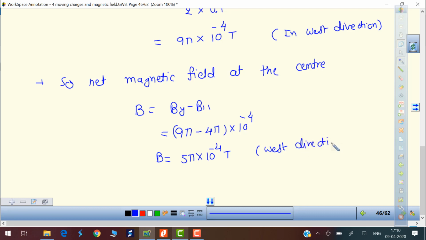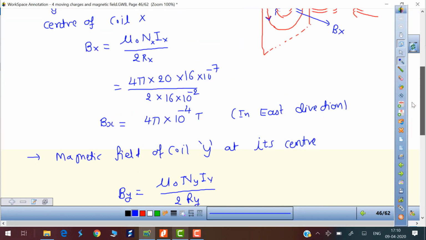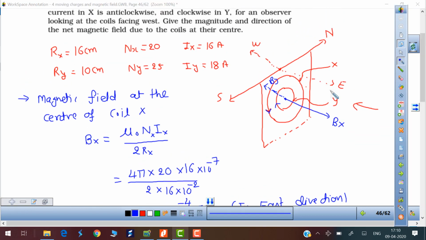If we had taken B_X minus B_Y, then you would get negative, so opposite to B_X, which again becomes the west side. So this is your answer. It is very important to see the direction.